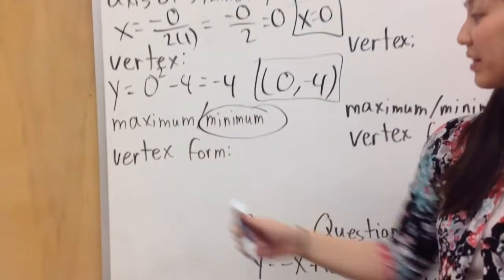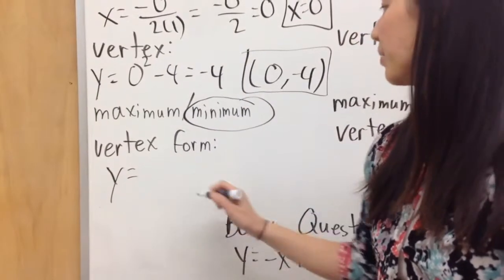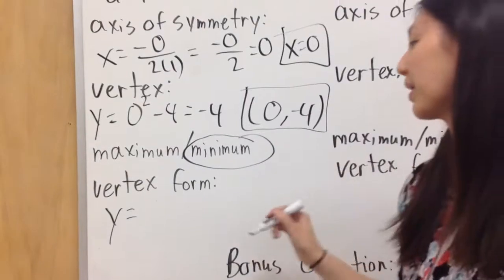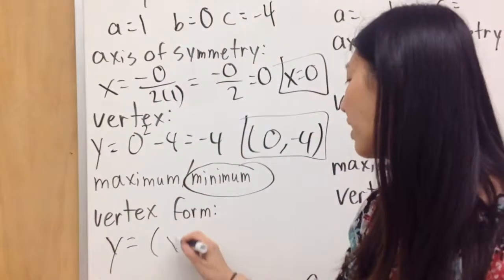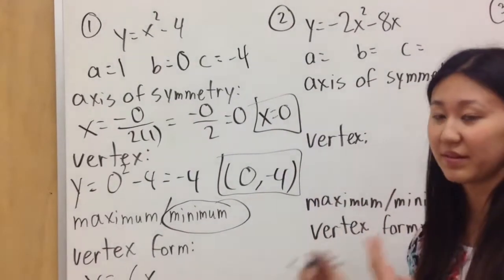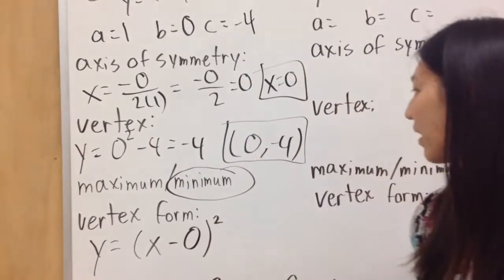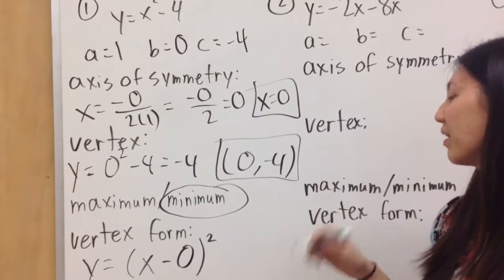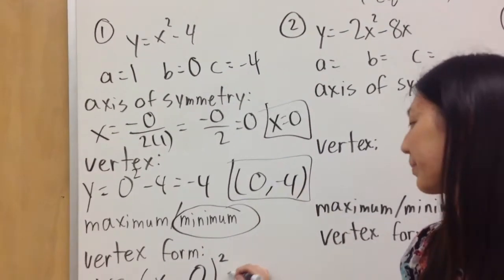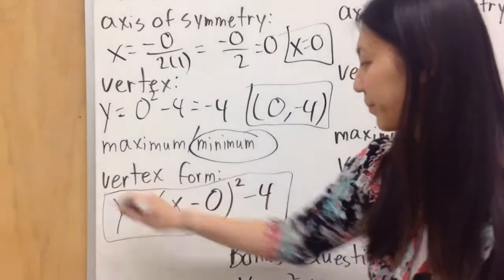Last thing is we're putting it in vertex form. Remember, that was y equals with the A on the outside. A is 1, so we don't really need to put an A on the outside. And then x, we have a 0 here. So you could either put plus or minus 0, it doesn't really matter. So I'm going to put minus 0 squared. And then I put plus k. Well, k is my y value here, that's negative 4, so that's just going to be minus 4, so that is my vertex form right there.